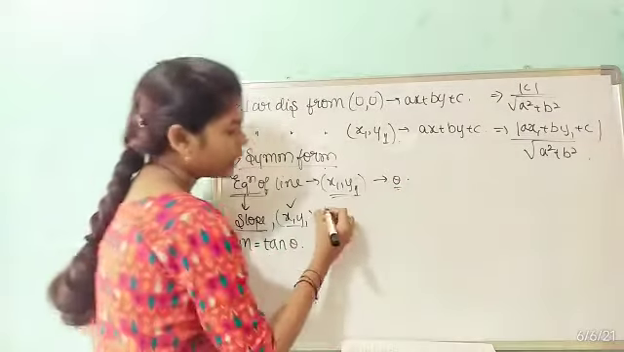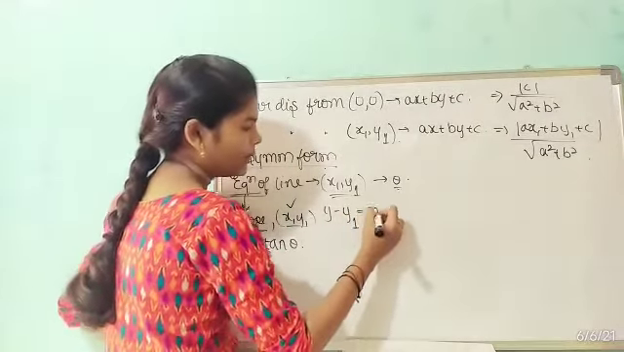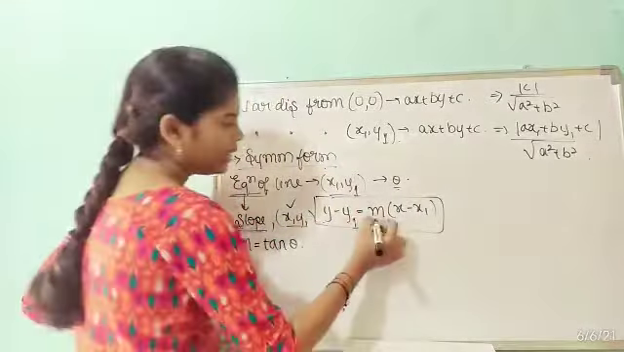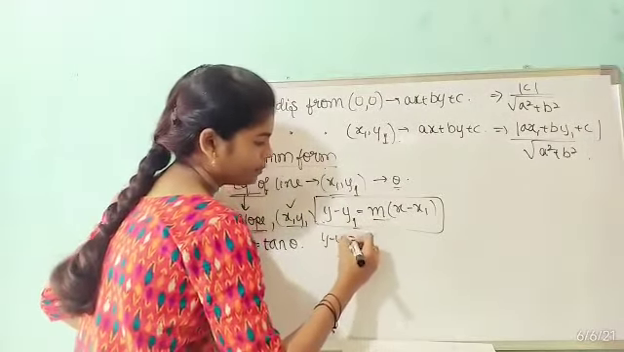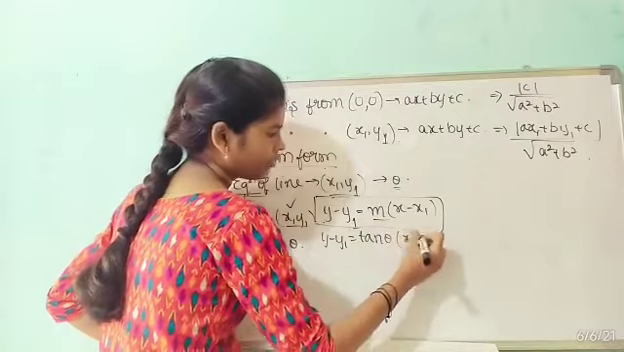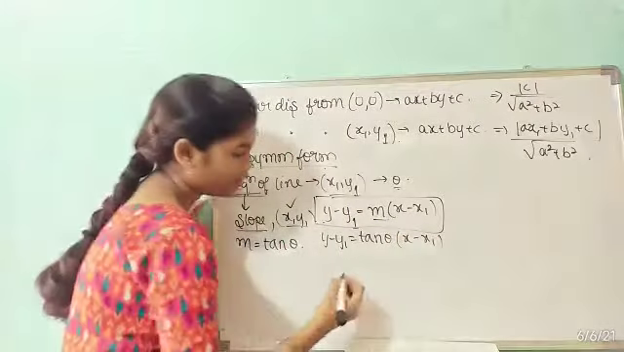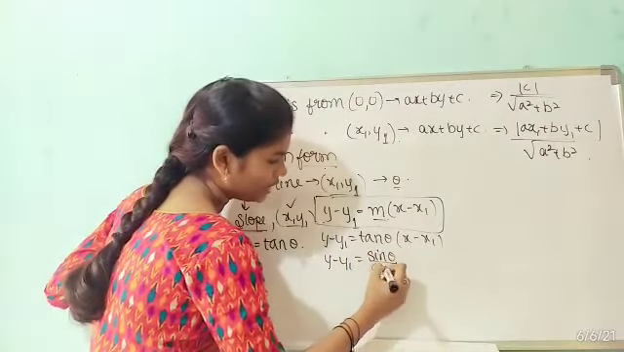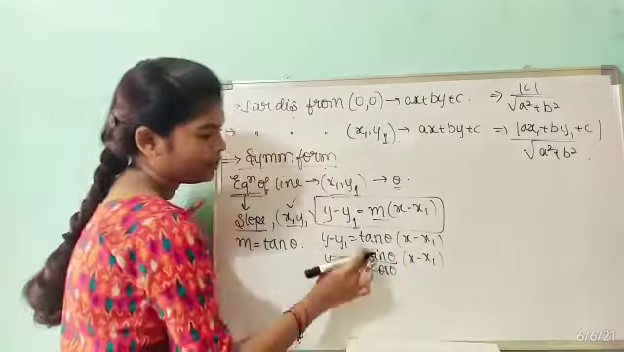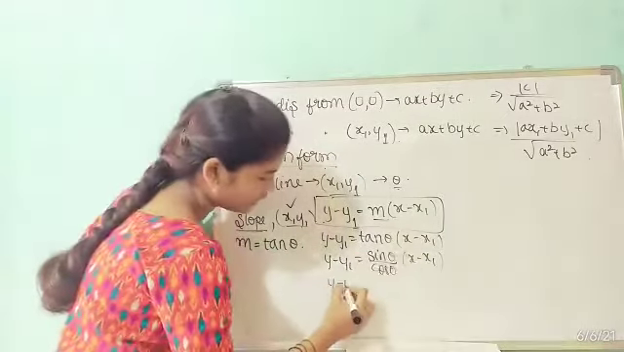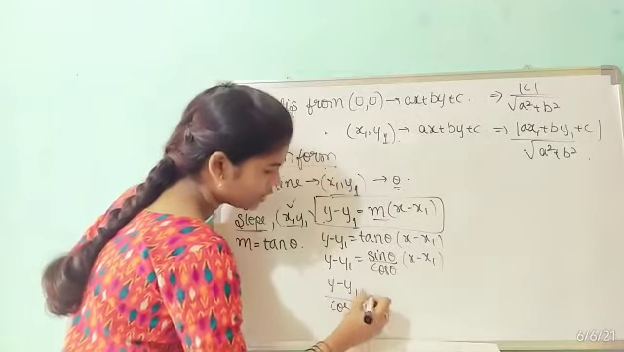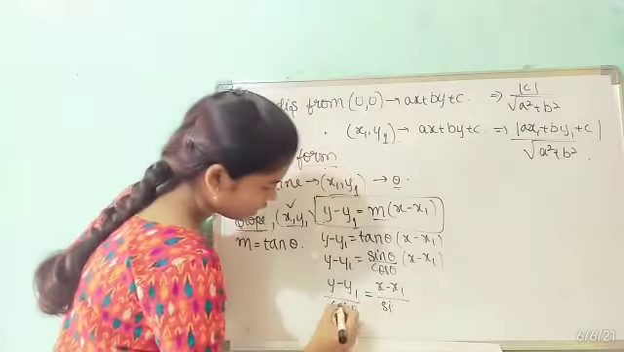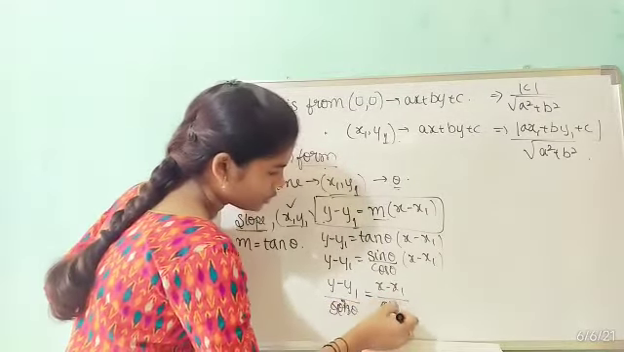So from this, you can substitute here m into x minus x1. This is the equation we have learned. In this, substitute tan theta. Tan theta we can write as sin theta by cos theta. So if you write like that, sin theta by cos theta, and bring the sin theta down, then you will get cos theta is equal to x minus x1 by, this will be sin theta and this will be cos theta.